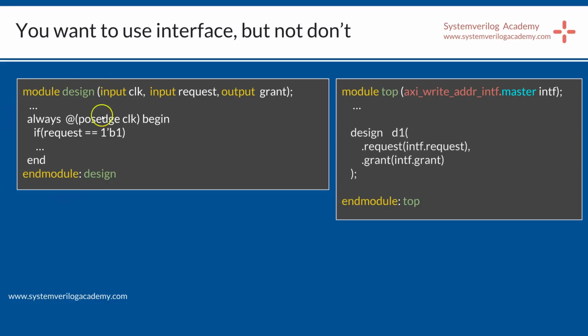Here the module design is not written with any interface, it just uses input and output ports. In another module named top, you are getting these signals through an interface instance named intf. When the module design is instantiated within the module top, the ports of design instance D1 are connected to signals in the interface instance intf, like .request is connected to intf.request, and so on.